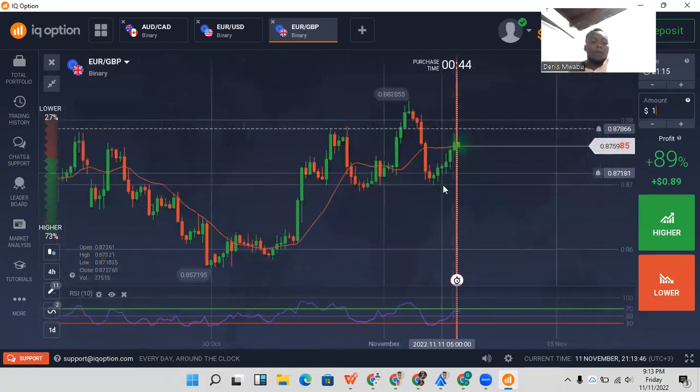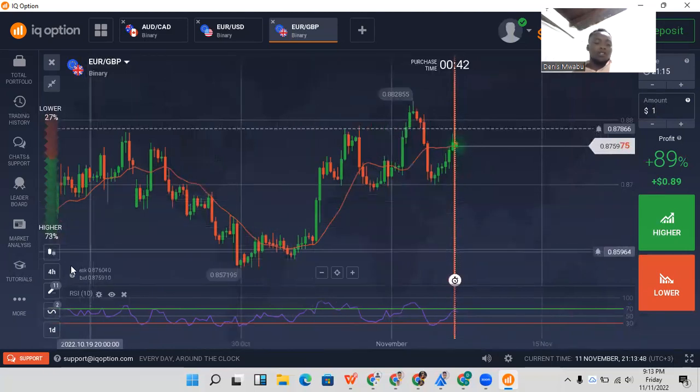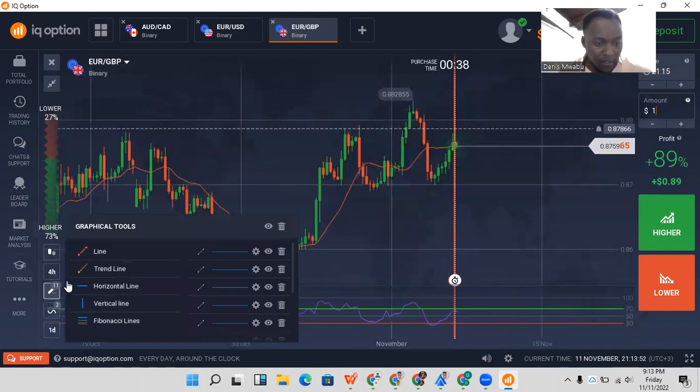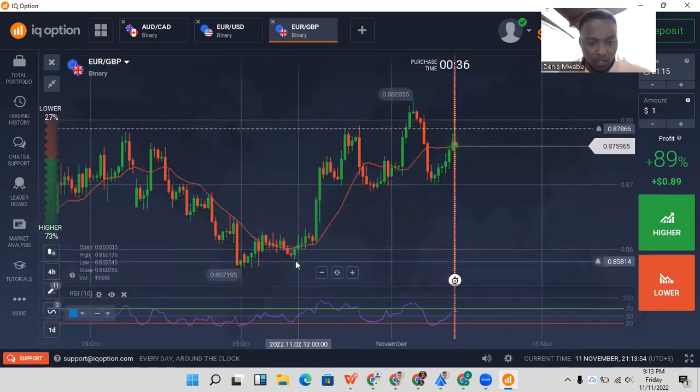This is on the 4 hours chart. So you want to identify the trend line. Let's get the trend line here.